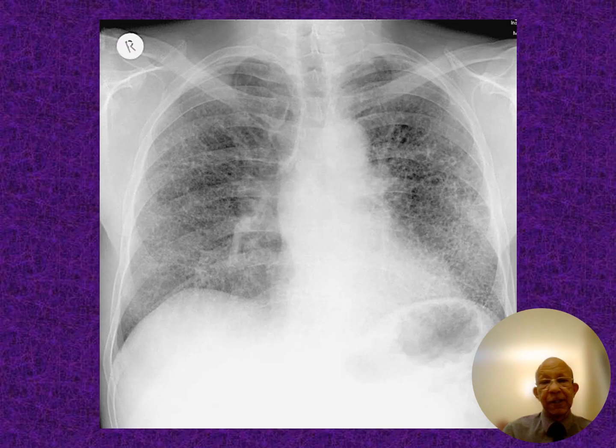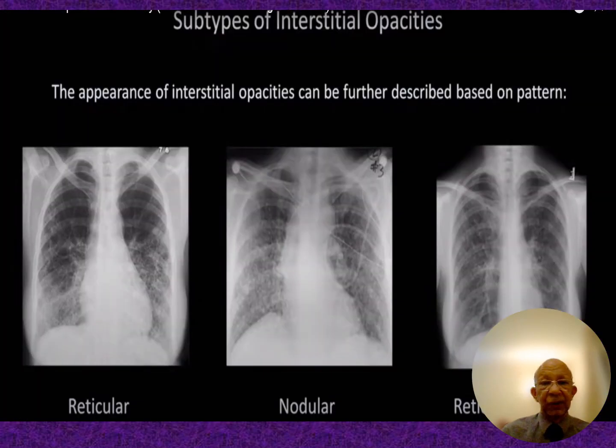Okay. This is what we call an interstitial pattern rather than an airspace pattern. Interstitial pattern means it's lines. You can just see lines. They don't respect the anatomy. Usually consolidation respects the anatomy. They don't respect the anatomy, and they are diffuse and usually bilateral. And these are interstitial patterns, so typical reticular pattern of interstitial lung disease, right?